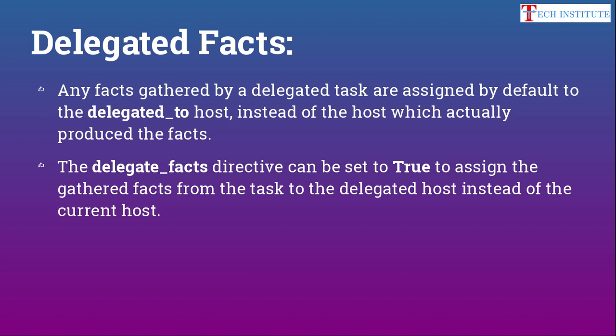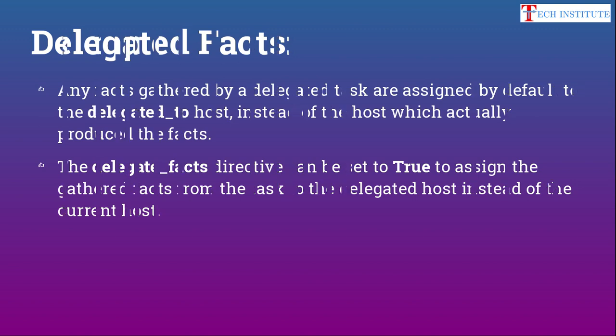So if you do not want that, if it is collecting from host 1 and you want to use it on host 1, then you use the option delegate_facts and you put the option true. So whatever it takes from host 1, it will put on host 1, and it will then collect from host 2 and put it on host 2. It will not overlap with each other. You will see that in our next couple of examples.